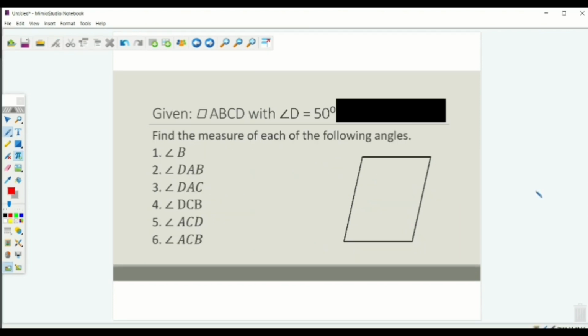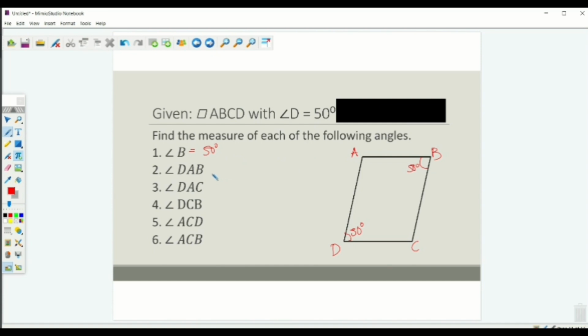Okay, for our last problem, we have given quadrilateral ABCD is a parallelogram with angle D measures 50 degrees. So first, we have to label these parallelograms. Let's say this is A, B, C, D. The measure of angle D is 50 degrees. So to find the measure of angle B, we will apply the property of parallelogram. Opposite angles are congruent, meaning this also measures 50 degrees.